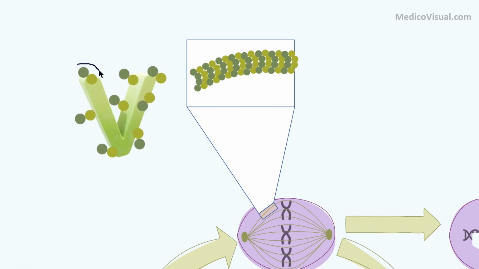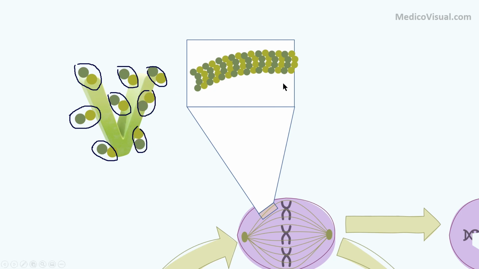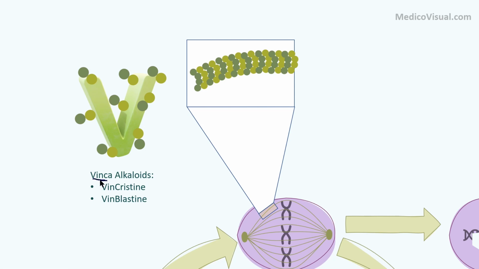So there is a drug, what is this V? There is a drug which prevents this formation of polymer, which prevents the polymerization of tubulin proteins. And of course, when tubulin proteins won't be polymerized, microtubules won't be formed and mitosis won't occur. So the cell cycle will be arrested here. So what are these V drugs? These are actually vinca alkaloids. For example, vincristine and vinblastine.